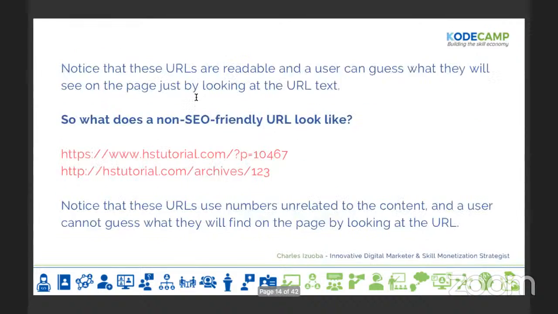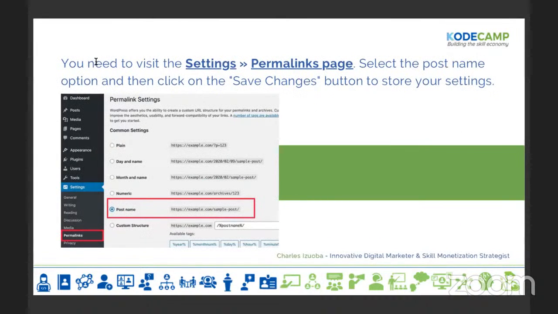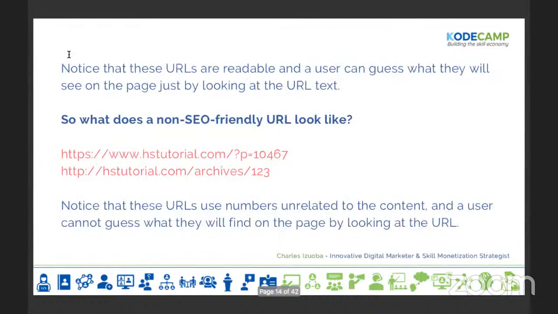To get that done, it is very, very simple. All you need to do is to visit the settings of your website. Then you go to the permalink page, okay? Once you go to the permalink page, you select post name. You can see the different options we have. We have plain, like in the example I showed you previously. This is structured to show in the plain format.